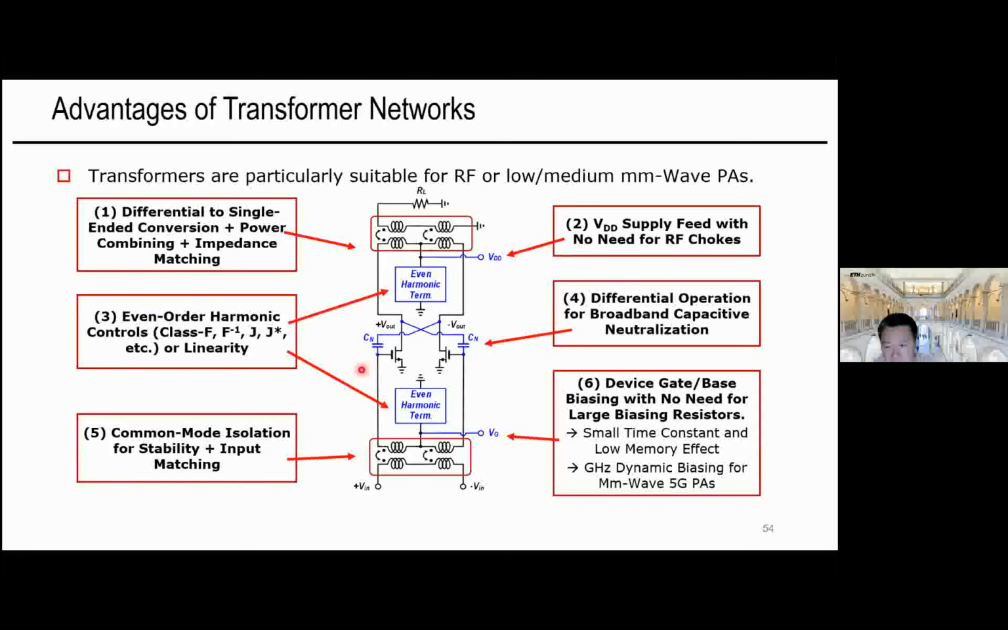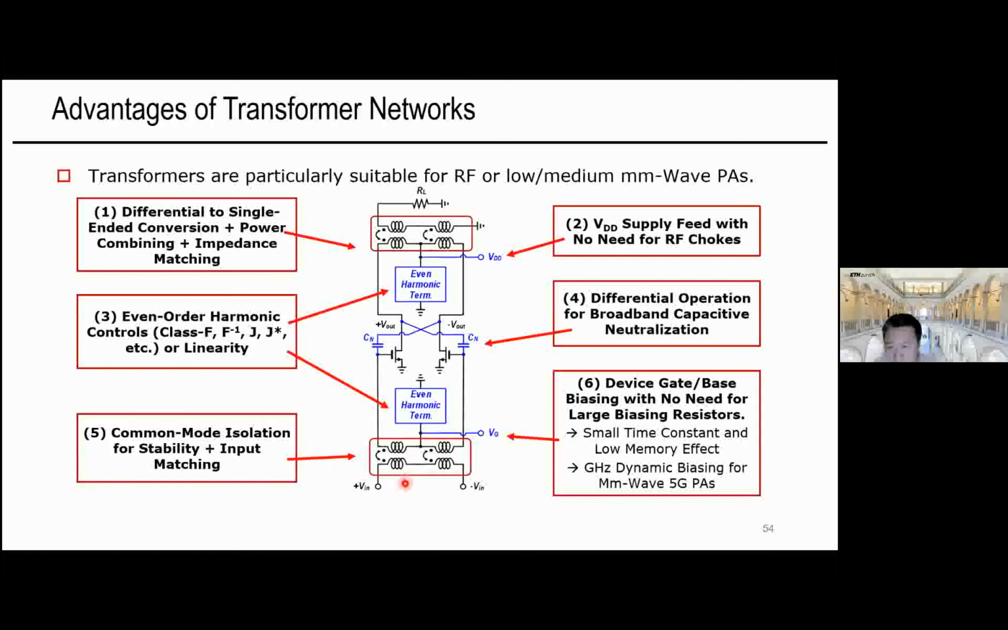Now with the balun operation, the transformer can naturally enable differential PAs that will allow capacitance neutralization. That's another advantage of using differential and transformer-based PAs. And the neutralization will give broadband gain enhancement as well as stability improvement. At the input, we can also use a transformer to couple this PA, right? We can use a differential transformer that essentially will block the common mode signal propagation between the stages. This improves the stability as well. It also does the input matching too, depending on how we design this transformer.